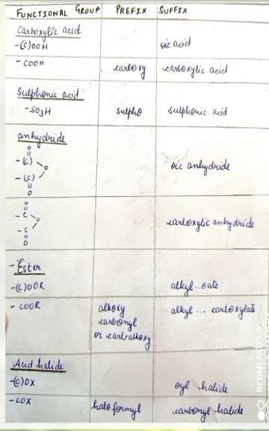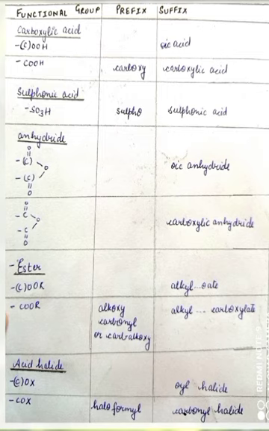Now we will look into the functional groups, their prefixes and the suffixes used. This will help us to name a compound. So I have given you the table, you can look into it. First is carboxylic acid, second is sulfonic acid. It is arranged according to the priority order.